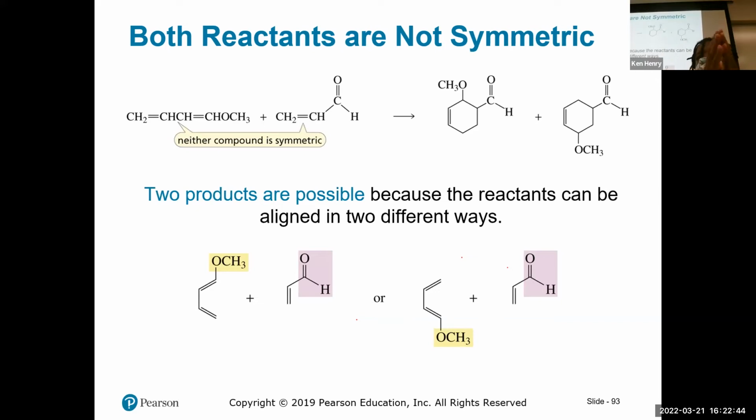Because when we think about the hybrid itself, well, best way of saying this, the hybrid is going to be the combination of all possible resonance structures. Some resonance structures are going to be more favored than others, right? So even with that hybrid, we have a lot of them that are going to be like this, but less of them are going to be like that. So you're going to get both products, right?